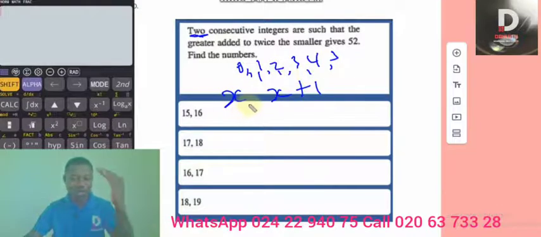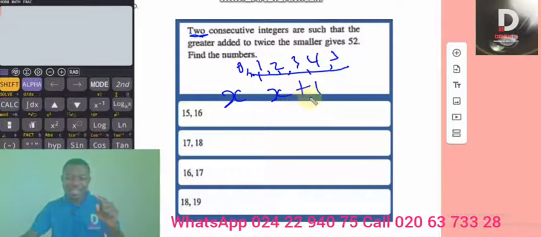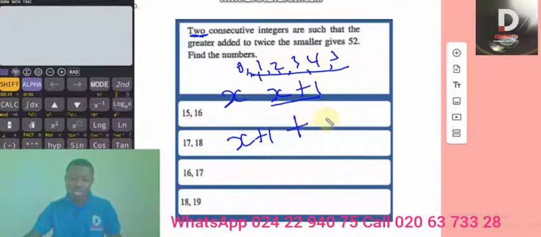First one is X, we don't know. Second one, if you add 1 to it, it gives you X plus 1. Look at the pattern: plus 1, plus 1, plus 1. That's it, compared to the previous one. Such that the greater added to, so which one is the greater? Is this one. Do you agree? So the greater is X plus 1, added to twice the smaller. The smaller is the x. Gives 52.